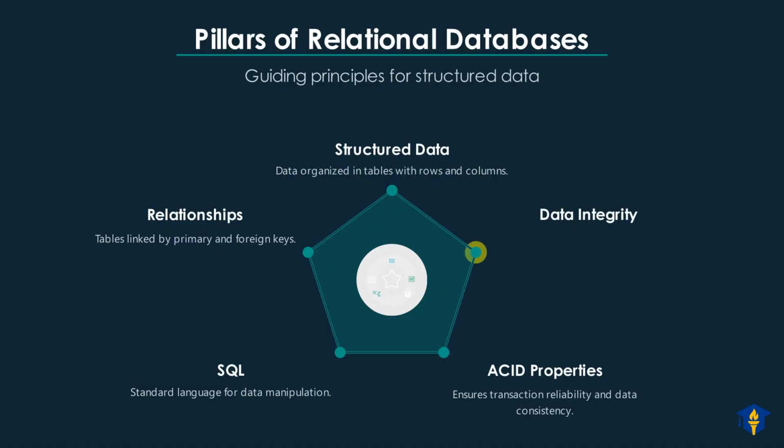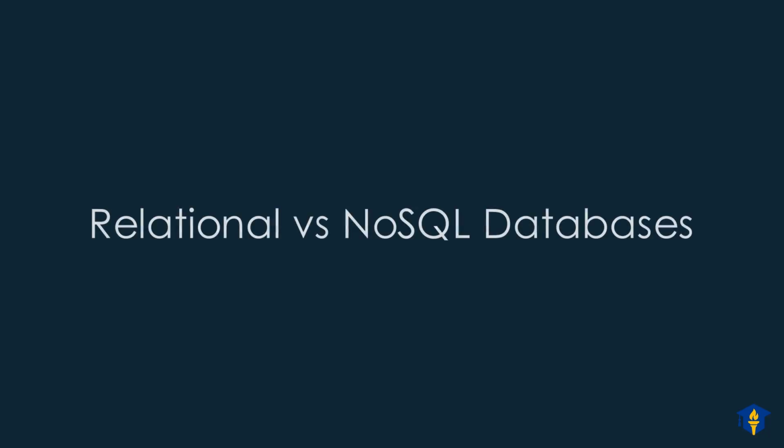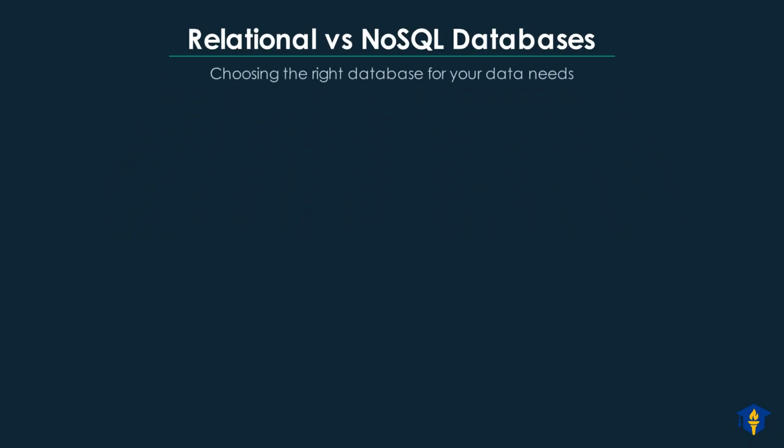Finally, data integrity is enforced to maintain the accuracy and consistency of information. This is primarily achieved through various constraints, such as defining a primary key. Today, we are comparing relational databases with NoSQL databases, two distinct approaches to data storage. Understanding their differences is key to choosing the optimal database for your specific data requirements.